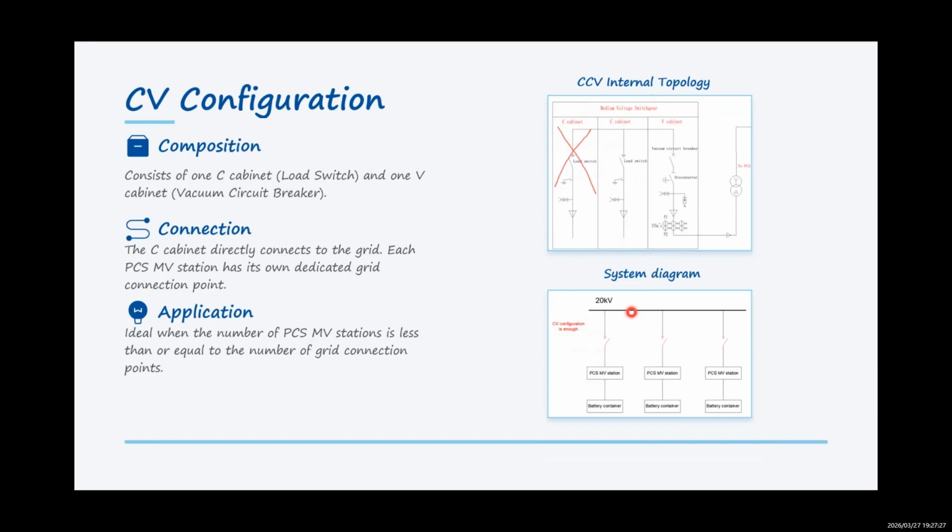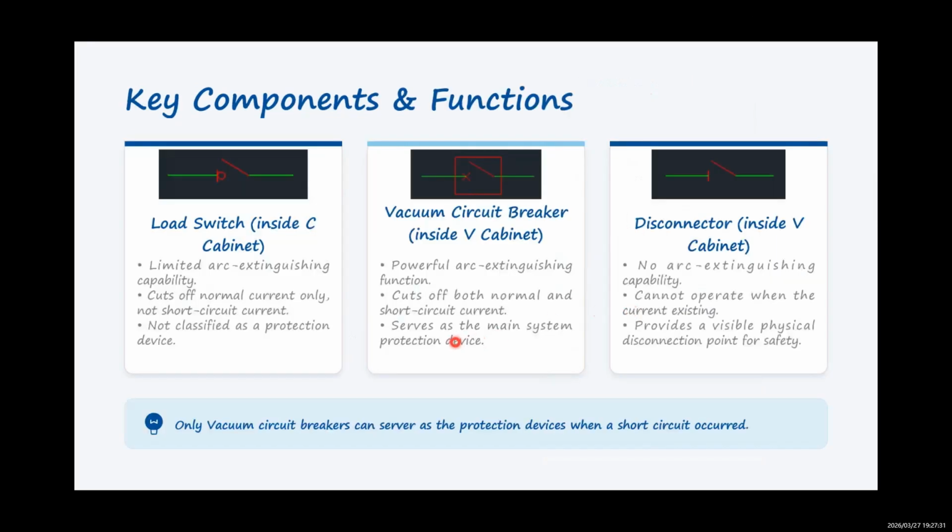I will summarize some common questions and answers. First, what is the function of the load switch, vacuum circuit breaker, and disconnector? The load switch is inside the C cabinet. It has a little arc extinguishing capability. It can cut off a normal current, but cannot cut off when a short circuit happens. So the load switch cannot be used as a system protection device.